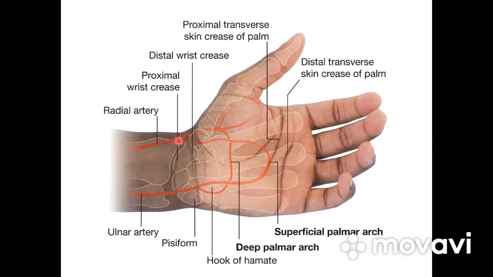The superficial palmar branch, which begins from the radial artery, joins with the terminal part of the ulnar artery and closes the superficial palmar arch. The terminal part of the radial artery joins with the deep palmar branch from the ulnar artery and closes the deep palmar arch.